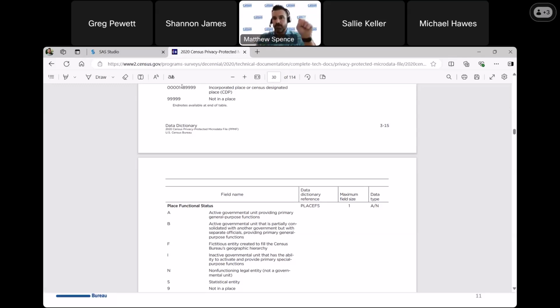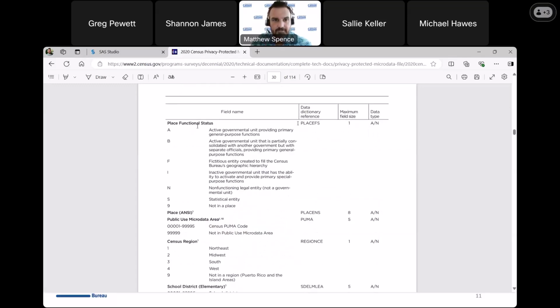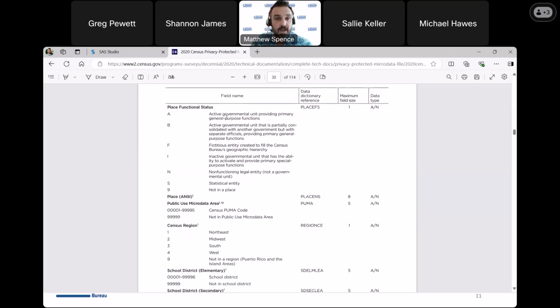So if you put the state FIPS code, 2 digits, plus the 5-digit place code, that will allow you to uniquely identify places across the US. And we have place functional status. So we've got various letters here. A is an active government unit providing general purpose functions, so that is incorporated place.